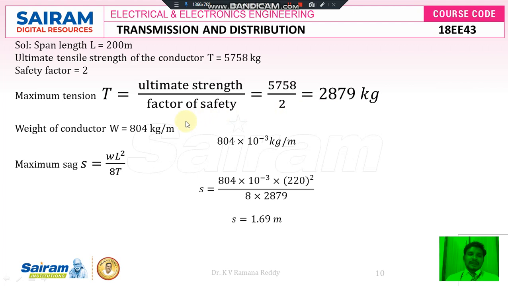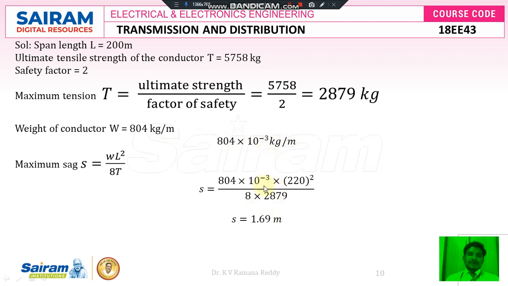So maximum sag means S is equal to W L square by 8T. Before that we have to find the tension capital T, which is equal to ultimate strength divided by factor of safety. In the given problem, the ultimate strength is 5758 divided by factor of safety 2. So the working tension becomes 2879 kg. Similarly, the weight of the conductor W in the given problem is 804 kg per kilometer. I want to convert that 804 kg per kilometer into meter. So 804 into 10 to the power of minus 3 kg per meter.